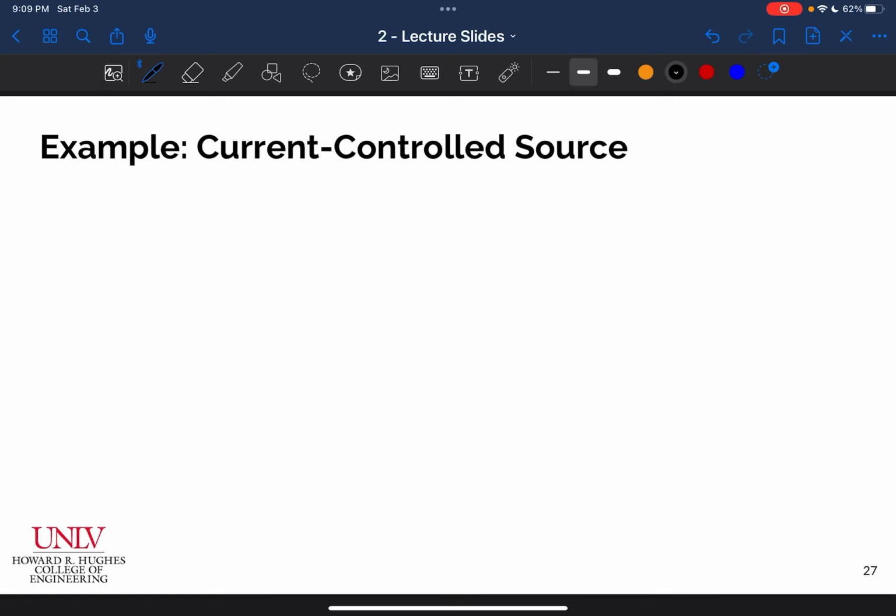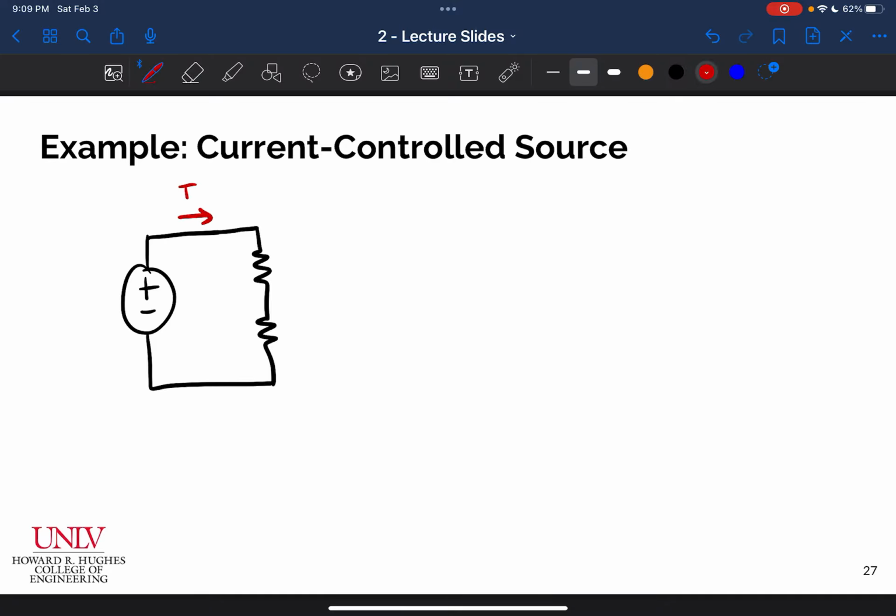All right, so let's do a quick example with a current controlled source. So I'm going to go ahead and draw a circuit where I've got a voltage source here. And let's say I've got two resistors here. And let's call this current Ix. And I will go ahead and put ground here. I'll make this 5K, and I'll make this 15K, and I'll make this 20 volts.